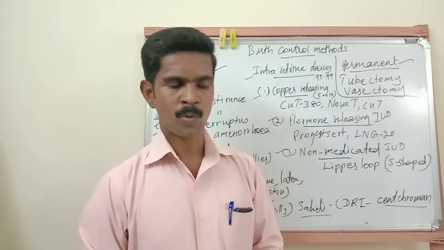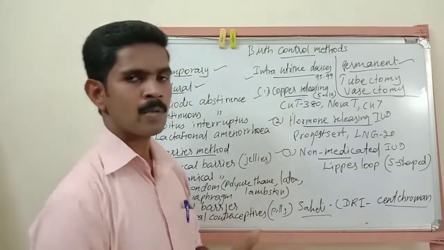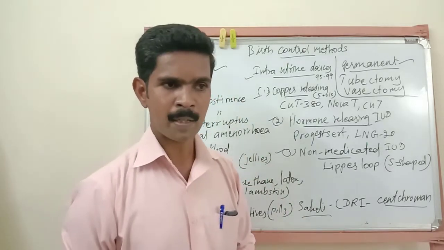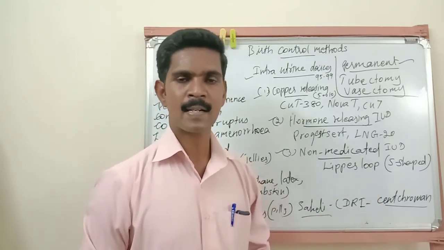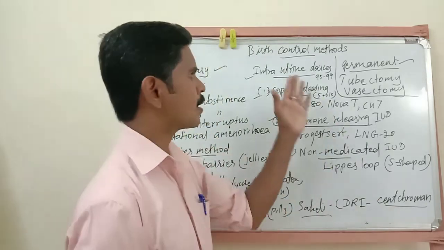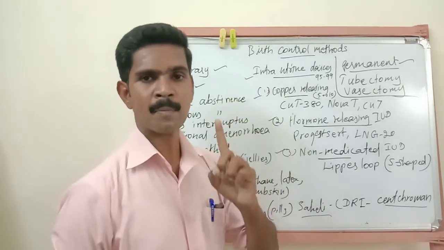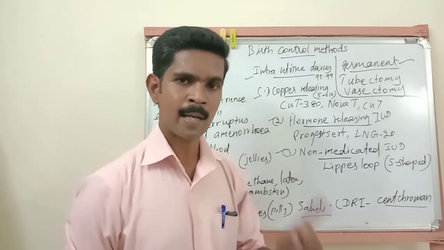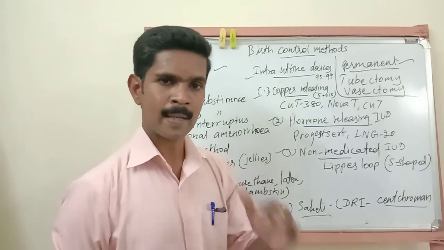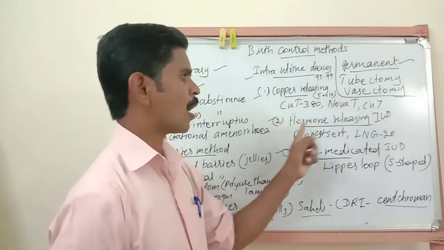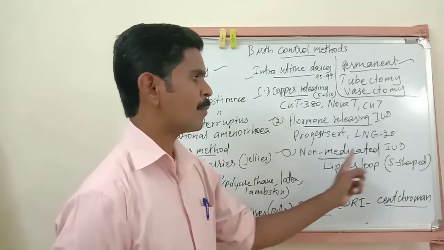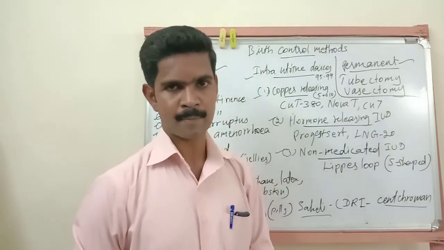Understand? So I hope you all understood this intrauterine device. Here, intrauterine device means devices inserted inside the uterus region to prevent pregnancy. They are called intrauterine devices. They give mostly 95 to 99% success. And they are classified into 3 types: copper releasing intrauterine device, hormone releasing intrauterine device, and non-medicated intrauterine device.